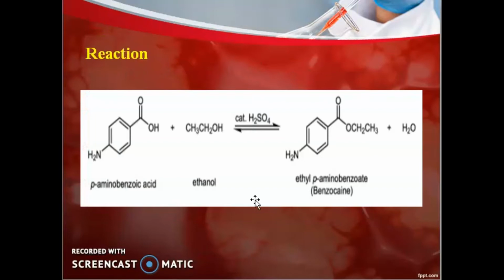Next is the reaction of this synthesis. In this reaction, para-aminobenzoic acid is converted into ethyl para-aminobenzoate in the presence of ethanol and H2SO4.